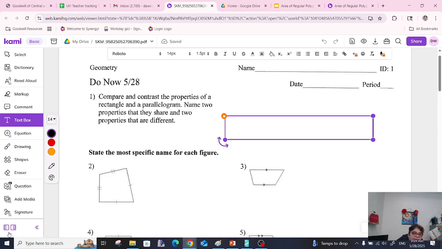Opposite sides and angles are congruent. Very good. And that's two, right? What makes them different?